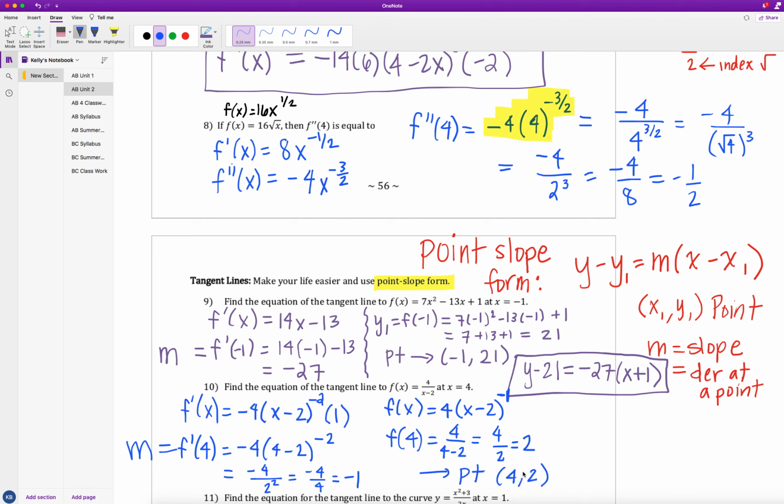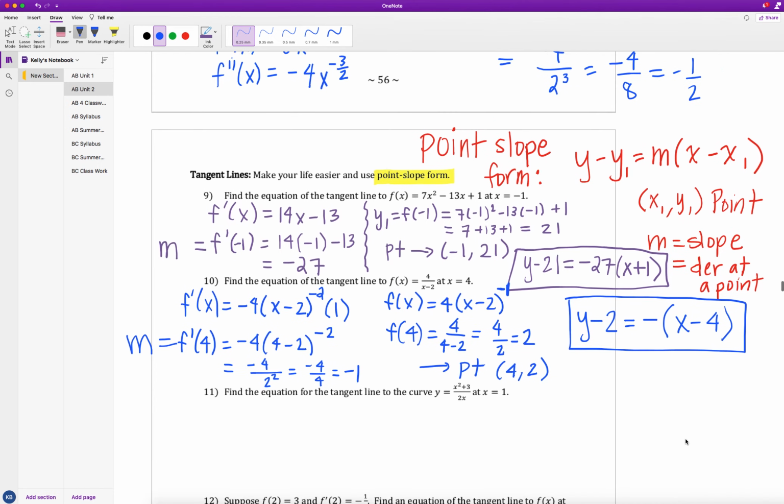Now we can put that all together with our equation of our tangent line. Why don't you guys pause the video and write out your tangent line, and then we'll check it together. Using our point slope form, I'll get y minus y1, which is the 2, equals our slope, which is just a negative 1, times x minus the 4, since that's our x1 value. And that will be our equation for our tangent line on example 10.